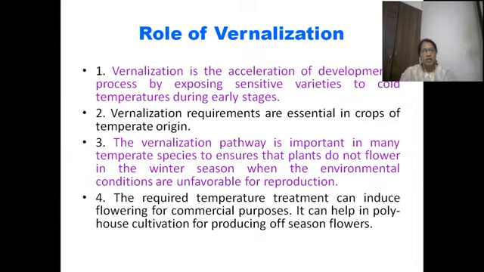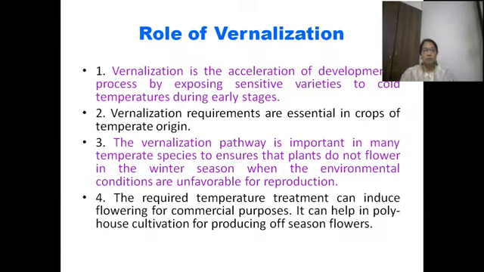Okay, then vernalization requirements are essential in crops of temperate origin. Okay, this is very important because those temperate region plants are growing the entire year under low temperature, and during those 3-4 months they are in extreme cold condition. So they are adapted to these extreme cold conditions, and during this they are growing vegetatively. So they are getting all requirements of cold treatment and the induction. They will produce the hormone vernalin, and during the summer season they will produce the flowers. So large amount of flowers they will produce.